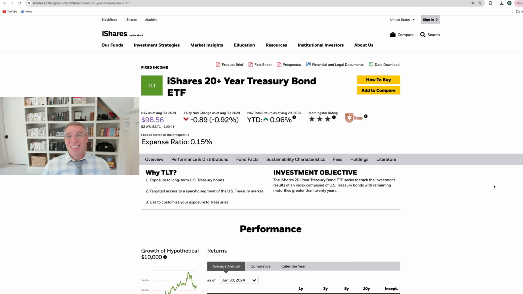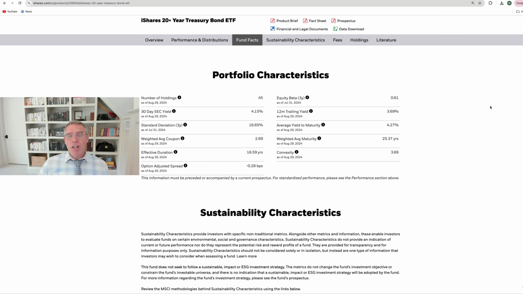As stated, this is an iShares ETF, and what you will find in here is strictly U.S. government bonds that are 20 years or more in maturity. I've gone ahead and scrolled down to the portfolio characteristics, and what you'll see is that they have only 45 U.S. government bonds here, and that the effective duration here is 16.59 years. I'm going to cover the importance of that here in just a second.